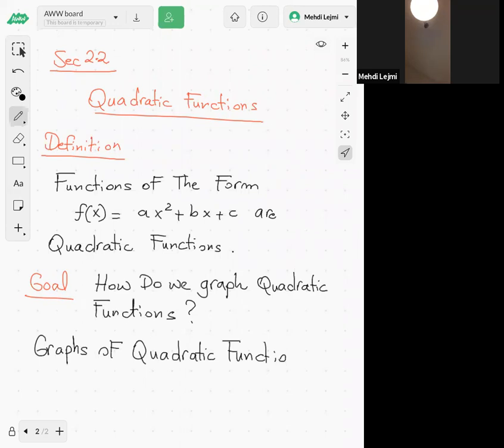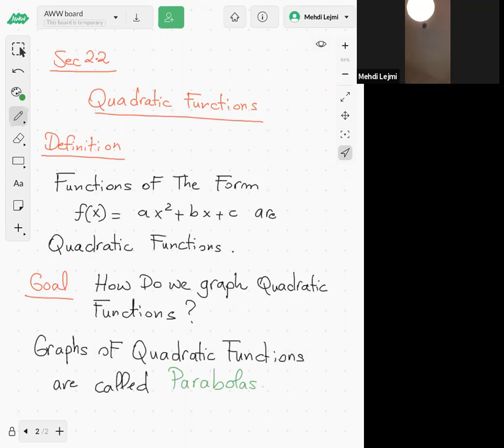Because they look like a parabola, right? So they are called parabolas. Okay, so let's do a couple of examples, right?